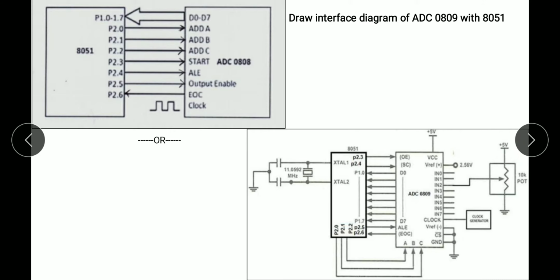Okay, that is the 10k pot we use here, which is the variable resistor connected to input pin 2 of the ADC 0809. After that we use the clock generator for generating the clock, which is connected to here. After that the ground line is given and VCC is given. So this is how we draw the interfacing diagram for the ADC.